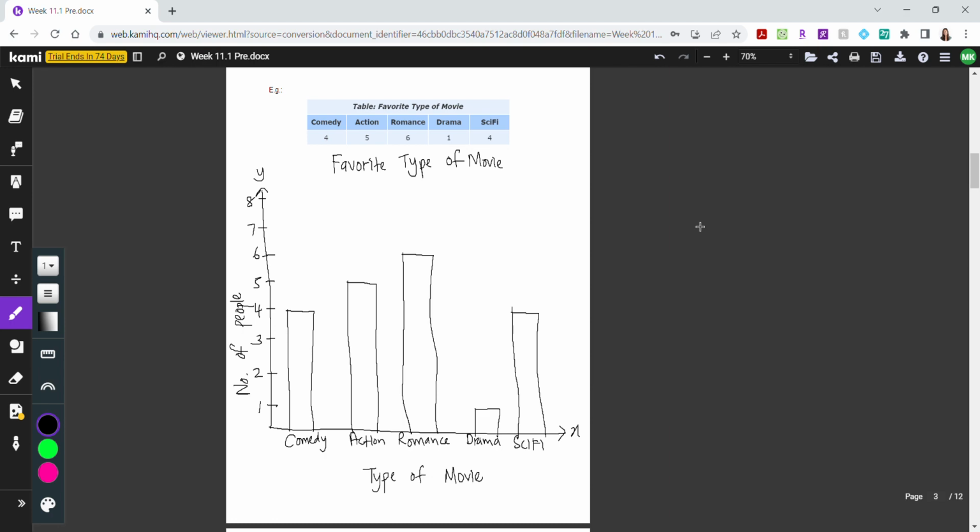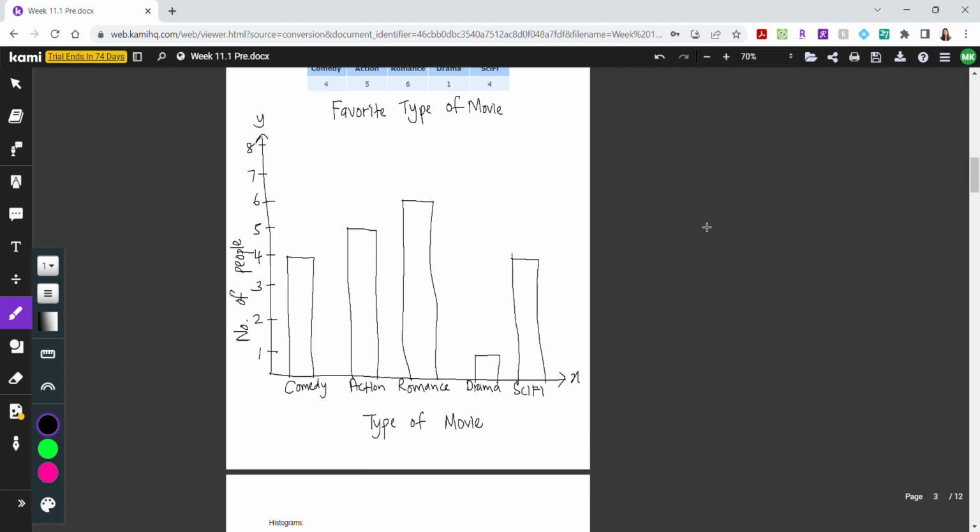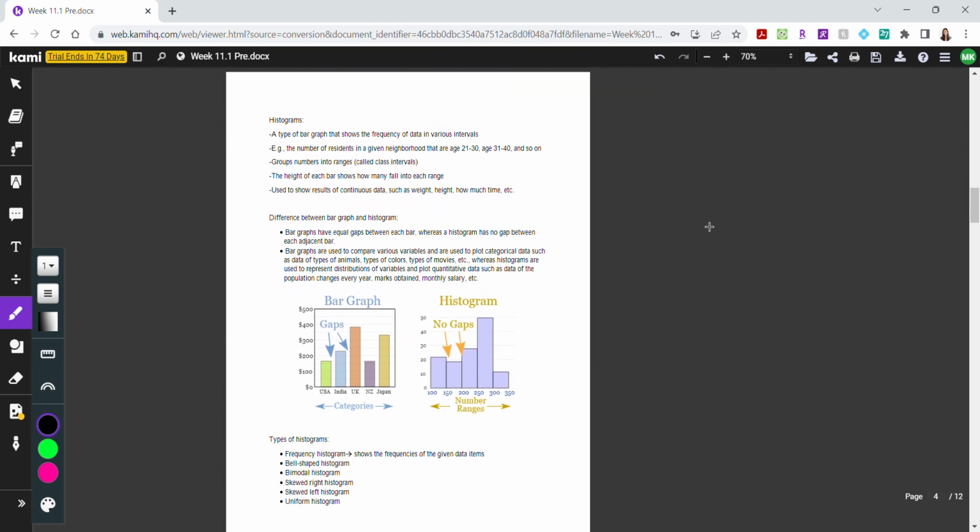Alright, now on to the next thing, a histogram. Alright, so a histogram is a type of bar graph that shows the frequency of data in various intervals. Right? So for example, it's like the number of residents in a given neighborhood that are age 21 to 30, age 31 to 40, and so on, right? And so group numbers, so the groups, they are numbered into ranges, which we call class intervals.